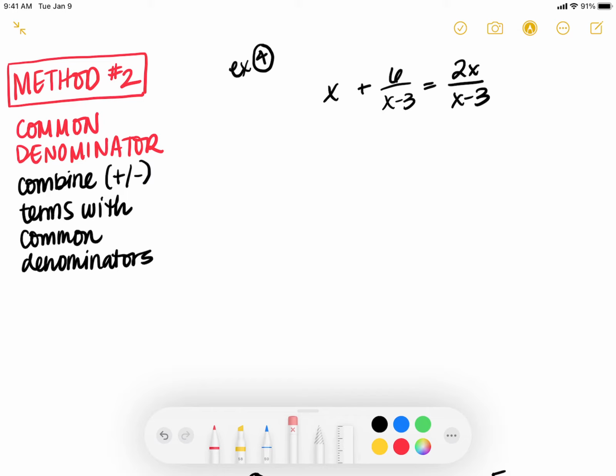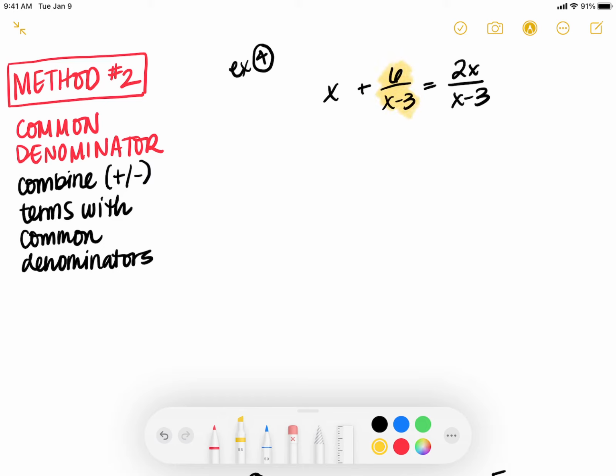You'll see many equations where you already have a common denominator. So if I can combine terms with common denominators, it simplifies the function pretty quickly. So you'll see right here, combine means add or subtract. So let's find those terms that are in common in example number 4.